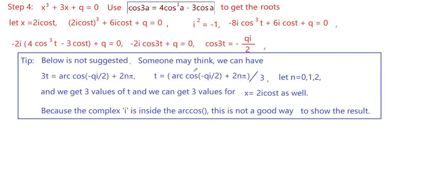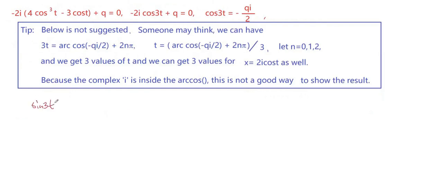Tip. Someone may think we can have 3t equal to arc cosine, so t is arc cosine divided by 3, and we get 3 values of t, and also 3 values for 2i cosine t, and then we get 3 roots. But because the complex number i is inside the arc cosine, this is not a good way to show the result. It is not suggested.